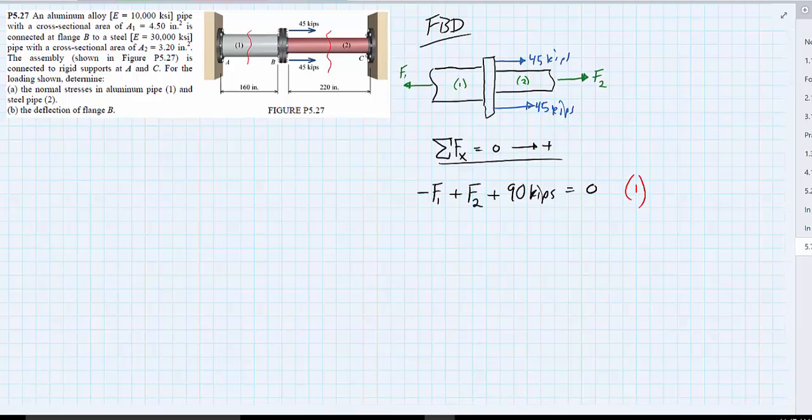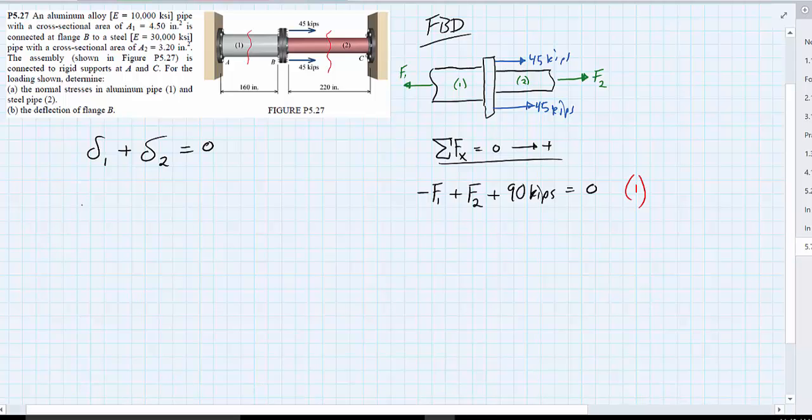And we know, if we go back to our original diagram, there's a fixed support at either end of this system, meaning that once this 90 kips is applied, 45 on each side of the flange, there's going to be deflection of each member, member 1 and member 2. However, the summation of those two deflections has to be 0 because they're fixed supports. So we have another equation: deflection of 1 plus deflection of 2 has to equal 0.